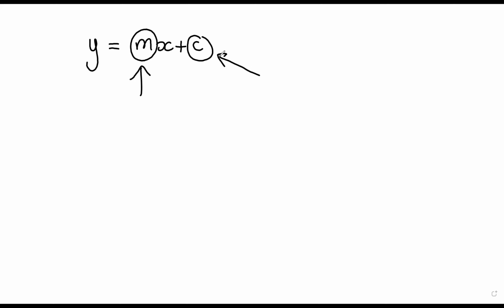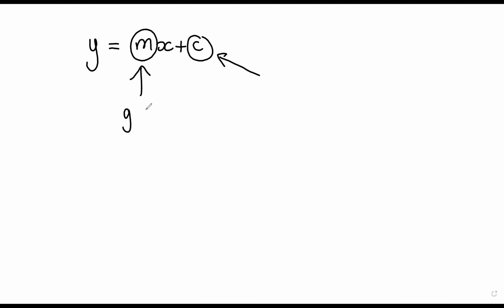What is the equation of a straight line? Yes. The equation of a line is y equals mx plus c. What does m refer to and what does c refer to? M is the gradient. Yes.